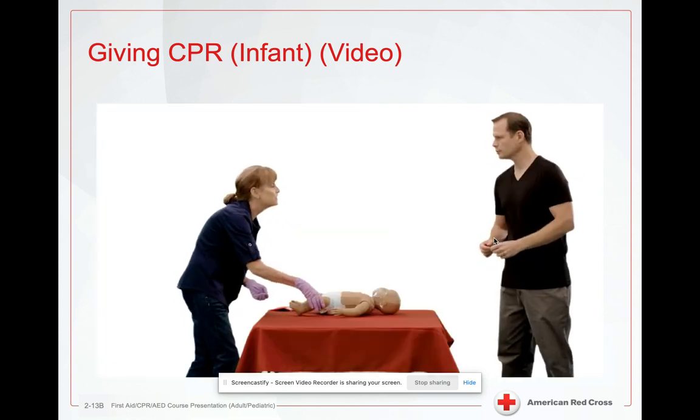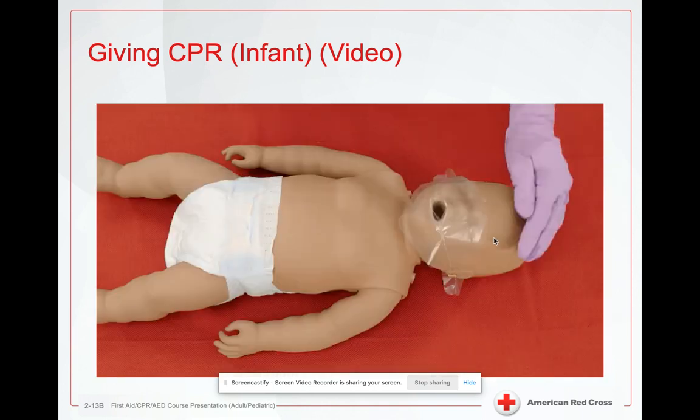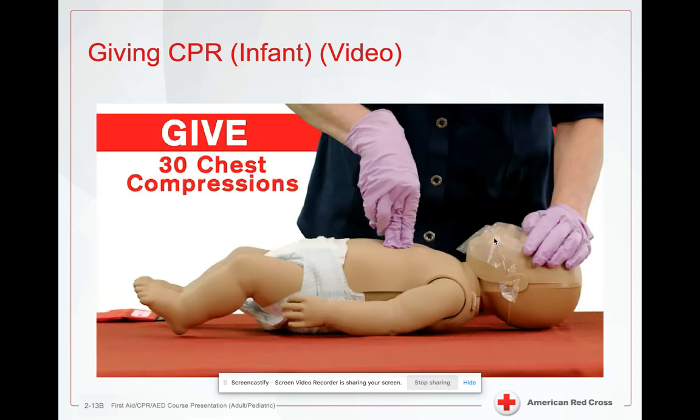The baby's unresponsive. Next, call 911 or have the AED and the first aid kit brought to you. Stand or kneel to the side of the infant and place 2 fingers on the breastbone just below the nipple line with your hand closest to the infant's feet. Now, give 30 chest compressions.